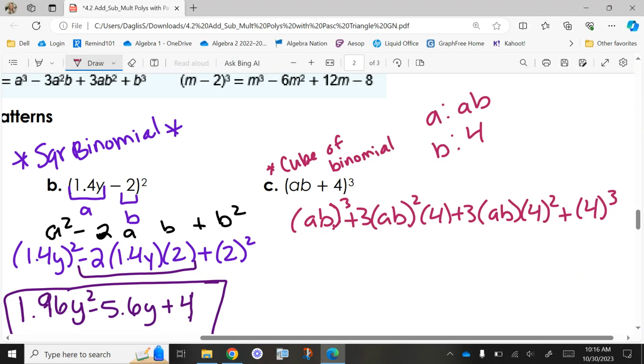A product with an exponent, you know both pieces get it. So my first piece becomes a cubed b cubed. Our second piece, 3 times 4 is 12, and then a squared b squared. They both get the power of 2. Over here, this becomes 3 times what? 16. So that's going to give me 48ab. And then we're going to end this with 64.